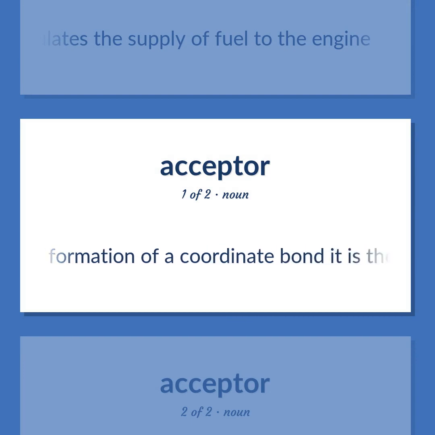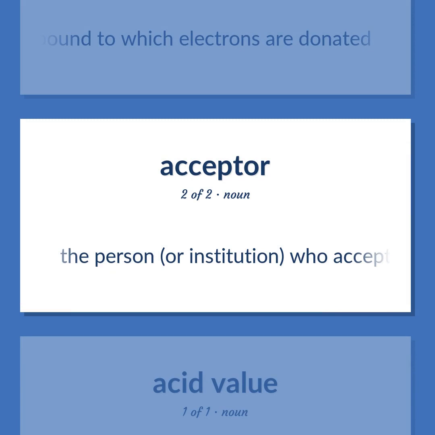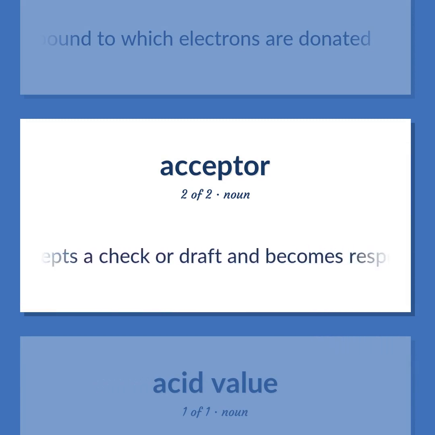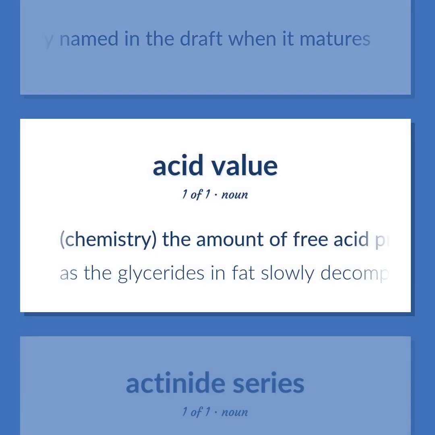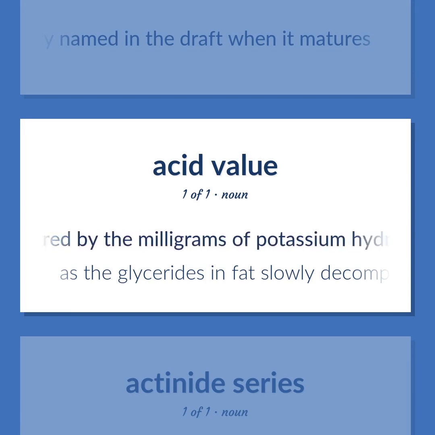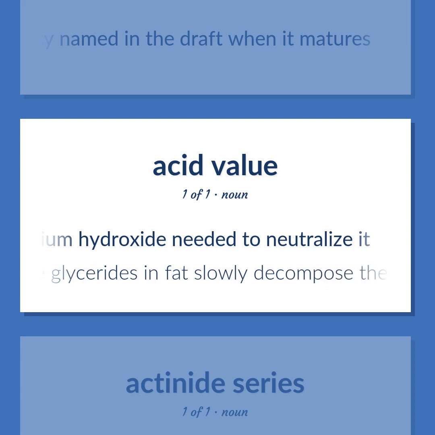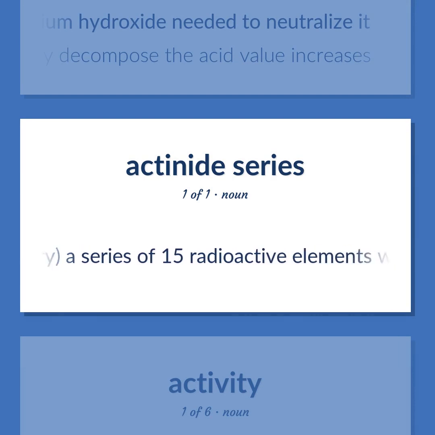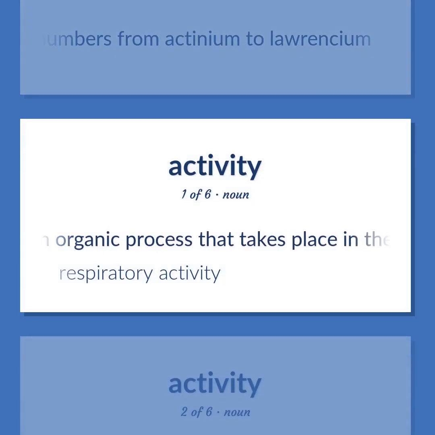Chemistry. In the formation of a coordinate bond, it is the compound to which electrons are donated. The person, or institution, who accepts a check or draft and becomes responsible for paying the party named in the draft when it matures. Chemistry. The amount of free acid present in fat is measured by the milligrams of potassium hydroxide needed to neutralize it. As the glycerides in fat slowly decompose, the acid value increases. Chemistry. A series of 15 radioactive elements with increasing atomic numbers from actinium to lawrencium. An organic process that takes place in the body.